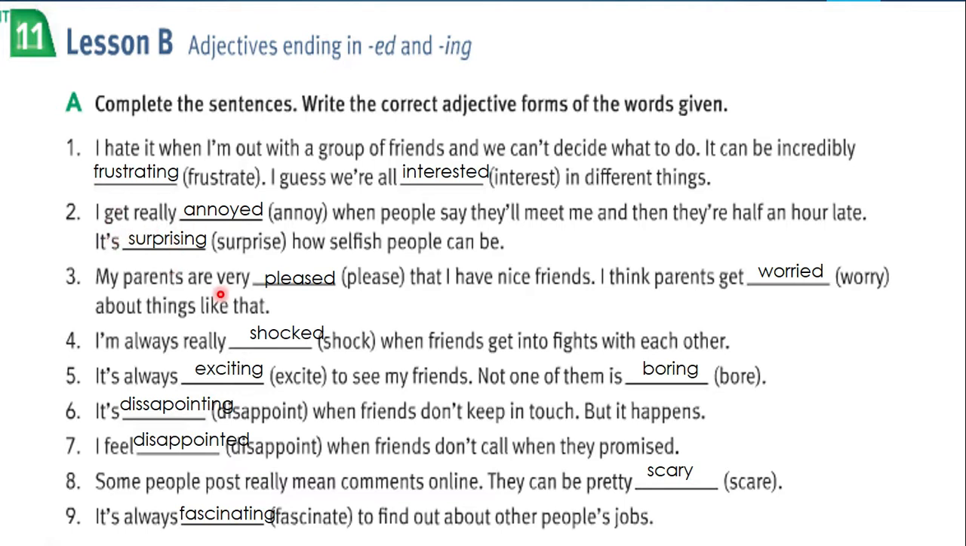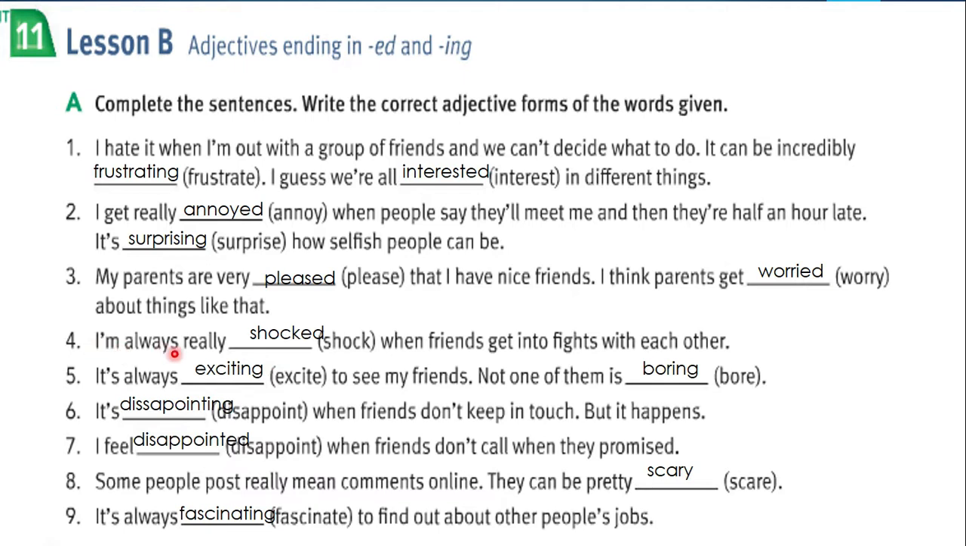Number 3, my parents are very pleased that I have nice friends. So this is how my parents feel. I think parents get worried about things like that. This is how they feel, okay, when they see that their children don't have any friends, okay, or when they don't have nice friends too.